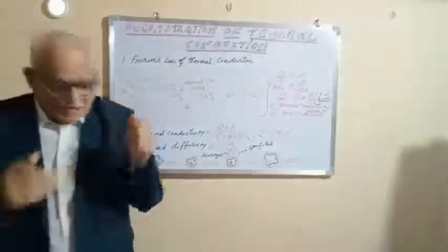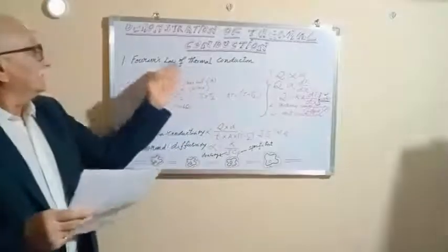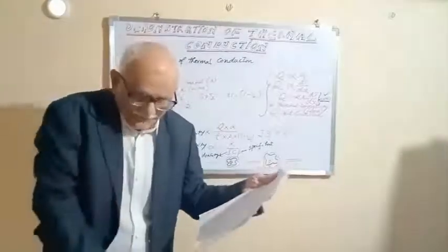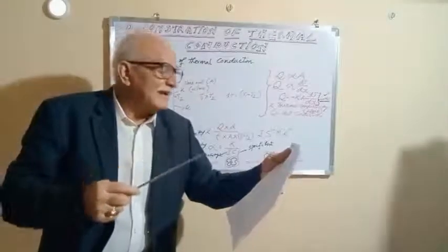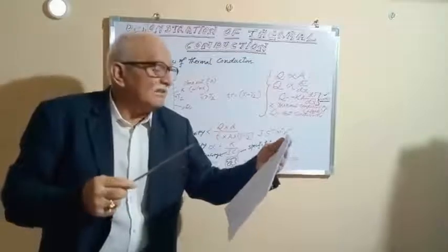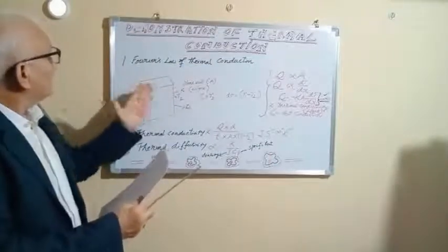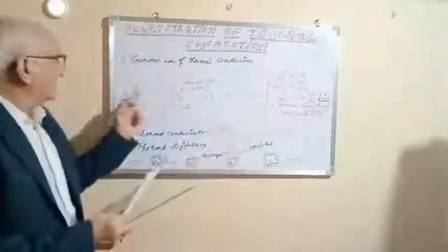Now here I would like to impress upon you that Fourier's law of thermal conduction states that, please note, the rate of heat transfer is directly proportional to the area normal to the direction of the heat flow, and to the temperature gradient, T1 minus T2.